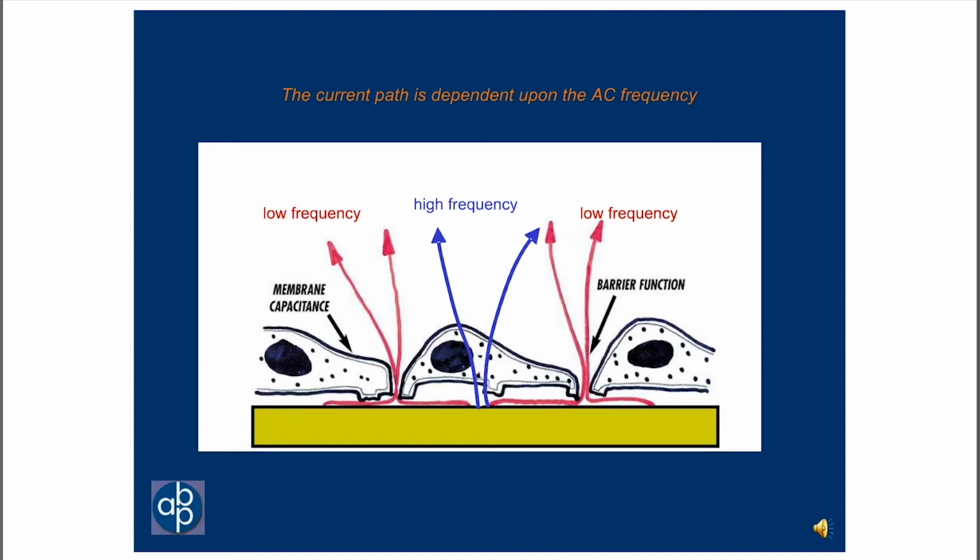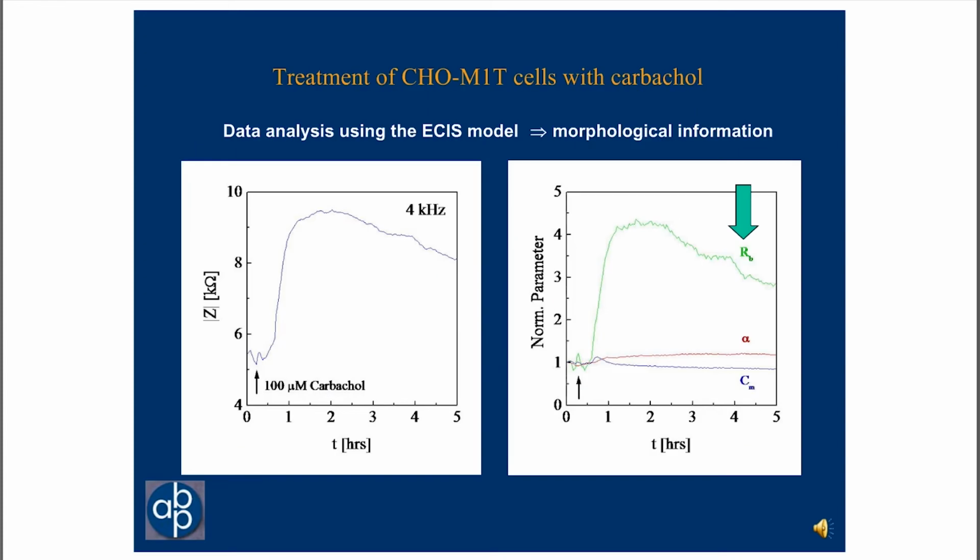Specifically, the model can separate out the problem of current flow going beneath the cell, a term that we describe as alpha, from the problem of current going between the cells through the paracellular space or the barrier function of the cell layer. Because measurements made at high frequency couple directly through the cell membrane, the model also can return data related to the membrane capacitance of the cell.